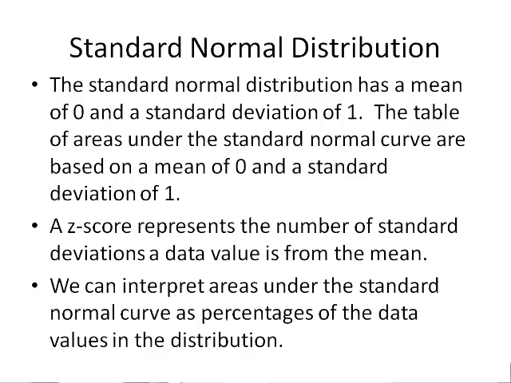The standard normal distribution has a mean of 0 and a standard deviation of 1. The table of areas under the standard normal curve is based on the mean of 0 and a standard deviation of 1. Now, a z-score represents the number of standard deviations a data value is from the mean, and we can interpret the areas under the standard normal curve as percentages of the data values in the distribution.